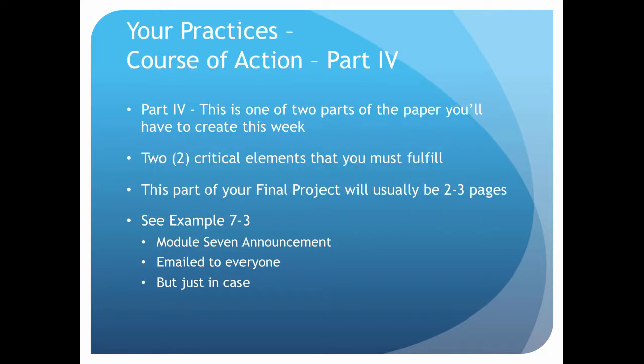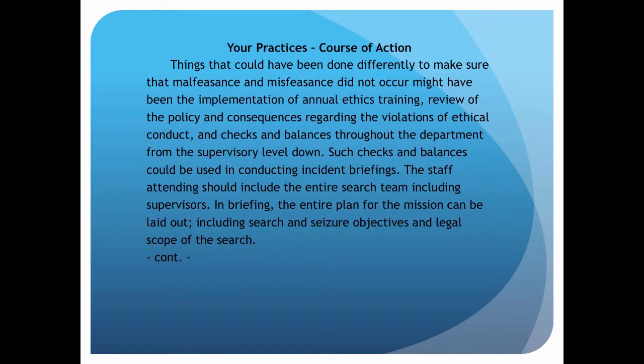Your practices, course of action, part 4. This is where, now you haven't written anything about this, so you're going to have to write this part of the paper, okay? There are 2 critical elements. It's going to be 2 or 3 pages long, and in the example it says your practices or course of action. Things that could have been done differently to make sure that malfeasance and misfeasance did not occur might have been the implementation of annual ethics training, review of the policy and consequences regarding the violations of ethical conduct, and check and balance throughout the department from the supervisory level down.